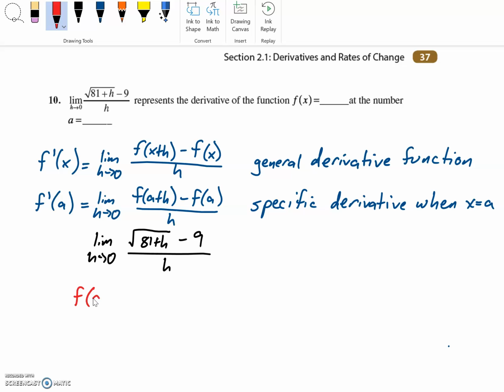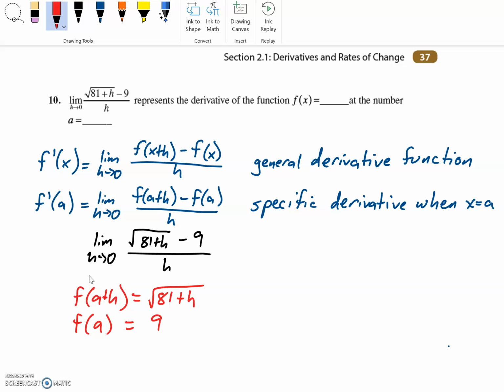So what do we have? We've got f of a plus h. In the blue version, that's got to line up with the square root of 81 plus h in the black version. So that's one thing that we have. The other thing that we have is that f of a is equal to 9. The blue is f of a, the black says 9. So those things have to line up.